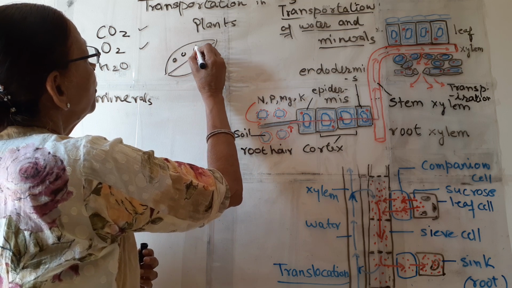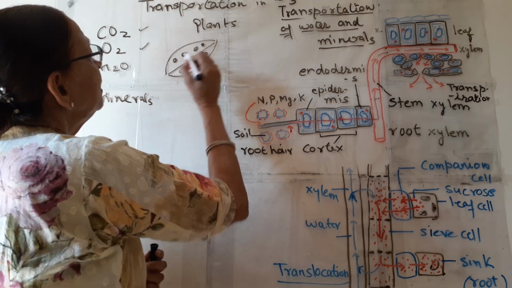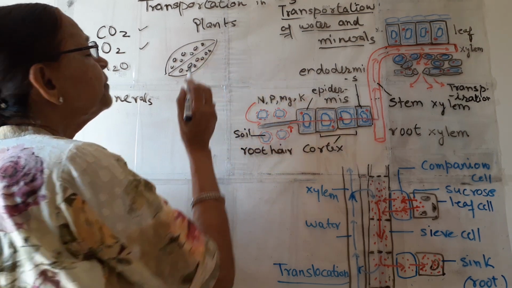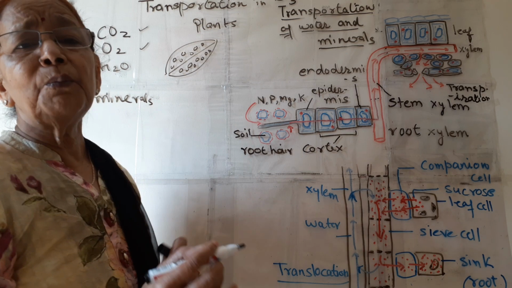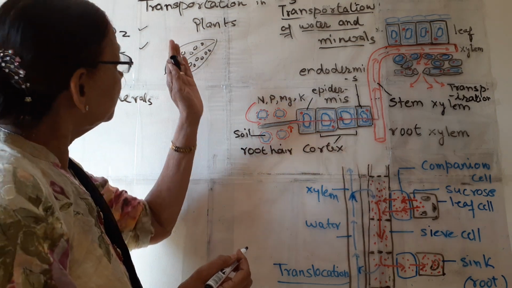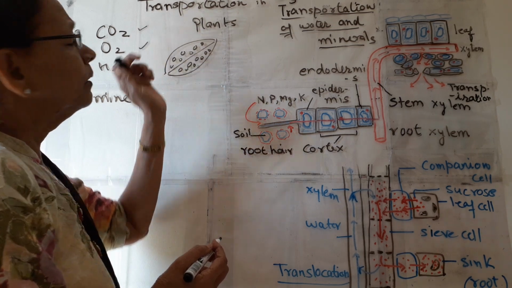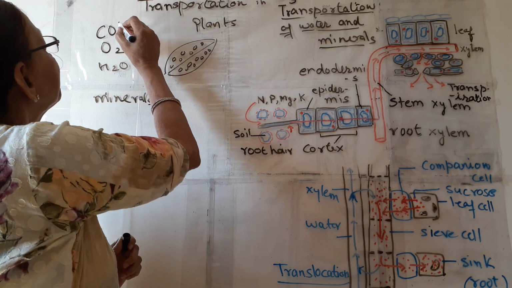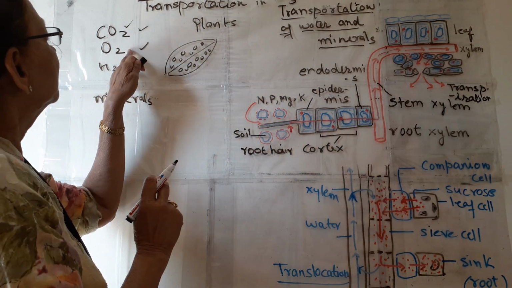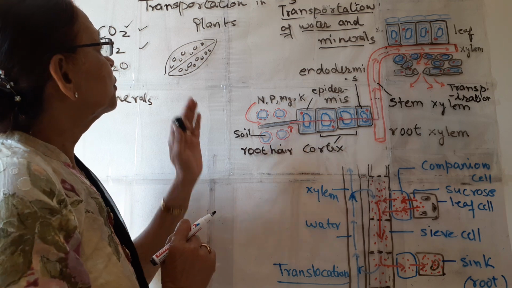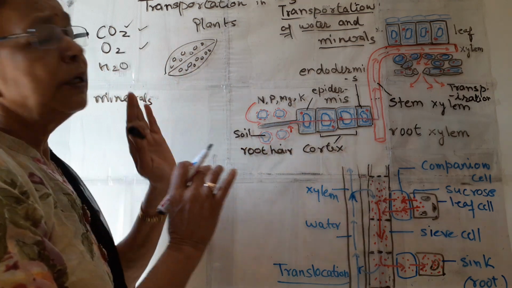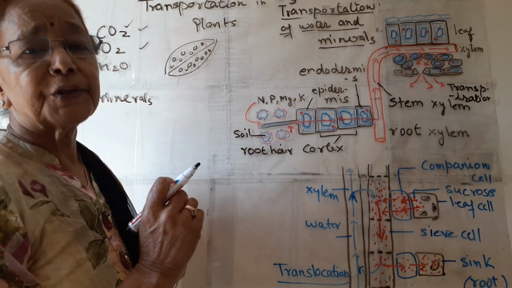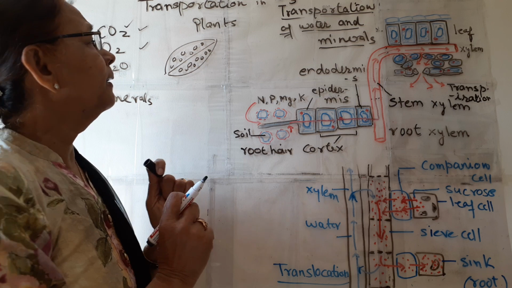So carbon dioxide and oxygen, all of you know, are exchanged through the stomatal pores which are present on the underside and also the upper side of leaves and on young stems. Through these pores, carbon dioxide and oxygen diffuse from the atmosphere. Carbon dioxide is used for photosynthesis and oxygen is for respiration. So these gases are transported through the stomata and the gaseous exchange takes place at the stomatal level.